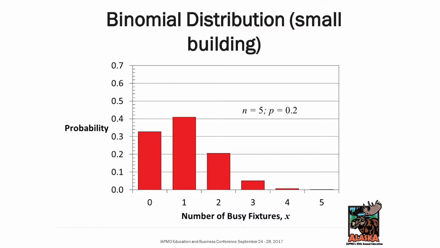So here's an example. This is just a very small example. Say you have 5 fixtures, and this is a binomial distribution. A Bernoulli trial in statistics means that there are only 2 possible outcomes: either a fixture is on or it's off. So this is a binomial distribution of 5 fixtures, and what is the probability of 0 fixtures being on? What's the probability of only 1 fixture being on, etc.